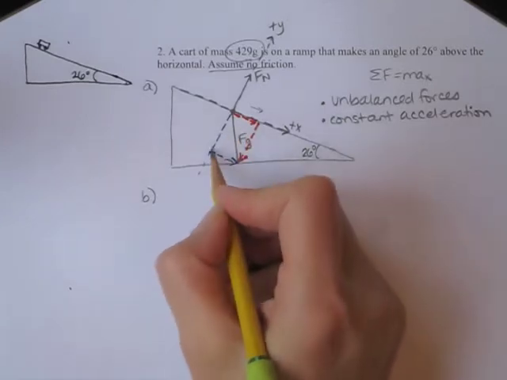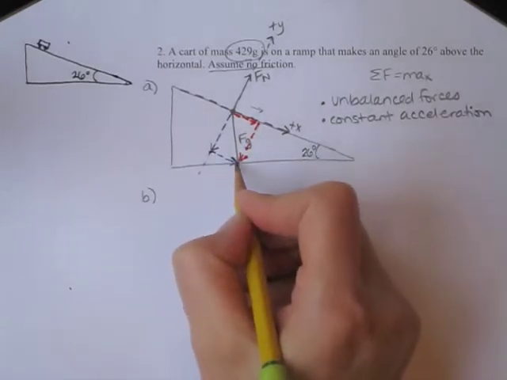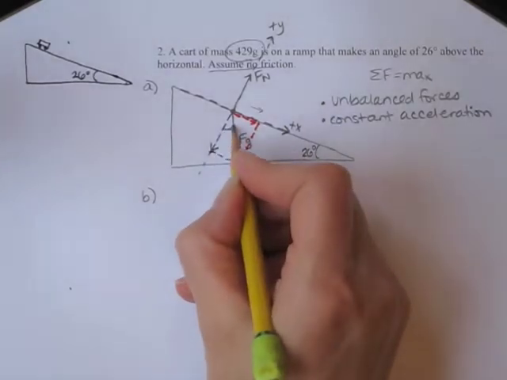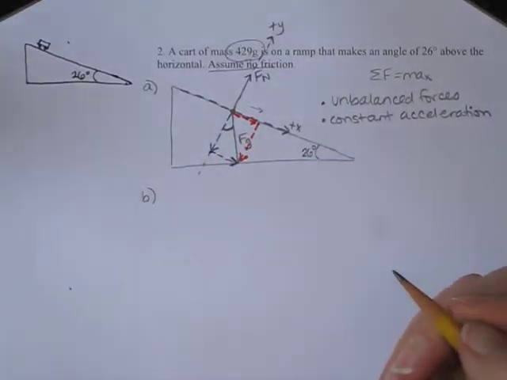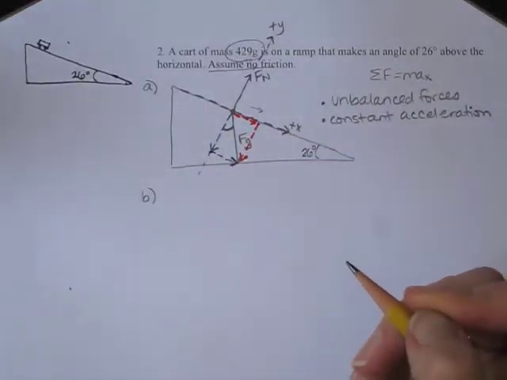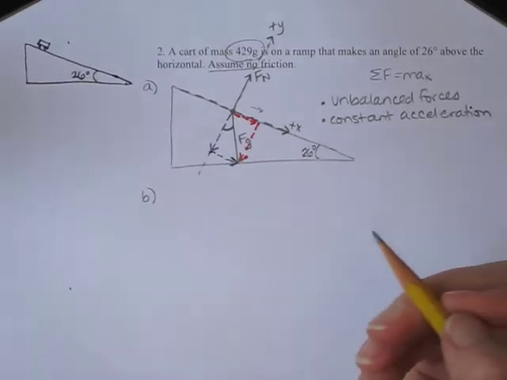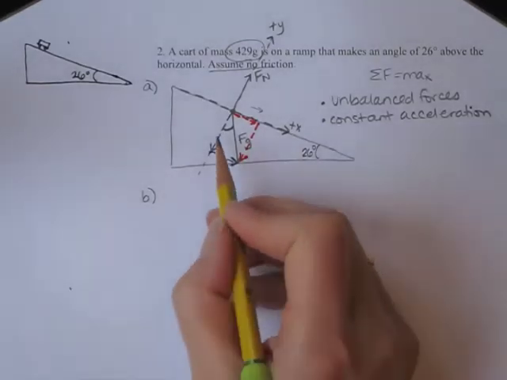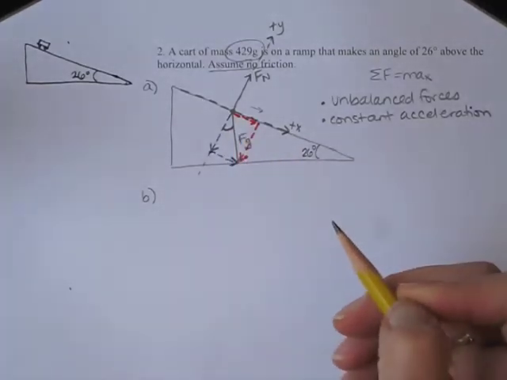Okay, I am going to use, make sure there's arrows on your components. I'm going to use this triangle. So I need to know that angle. And you can use either triangle, you'll get the same exact components. Just make sure you use the angle for your triangle.